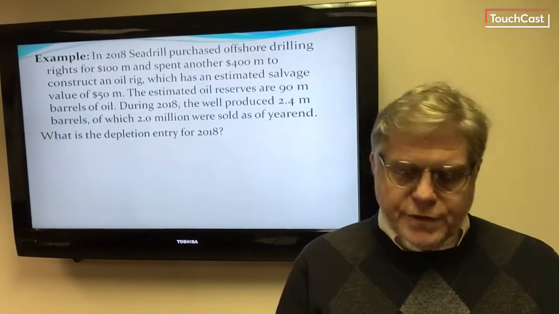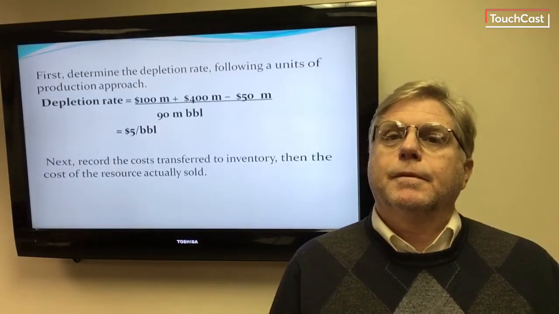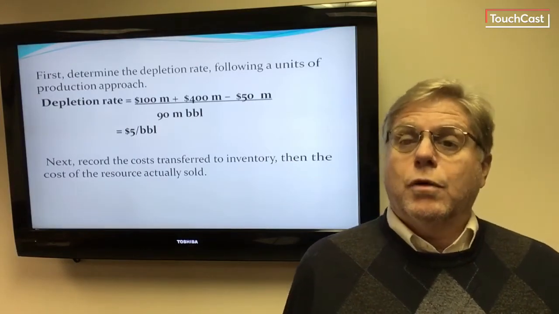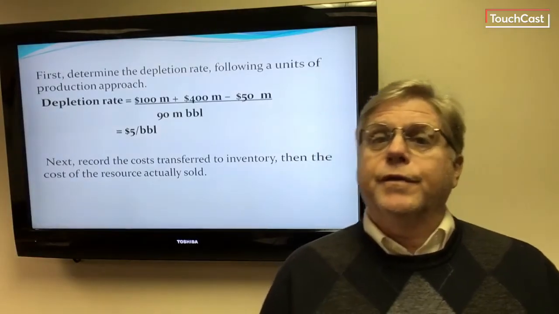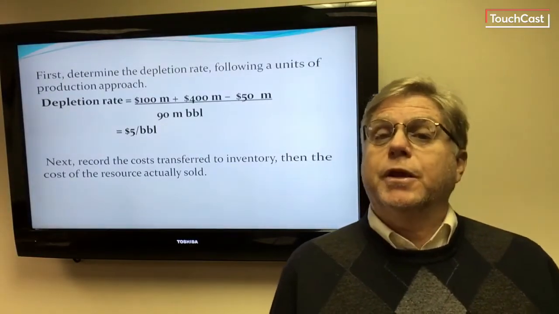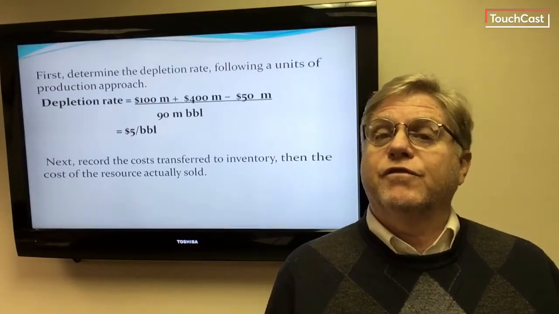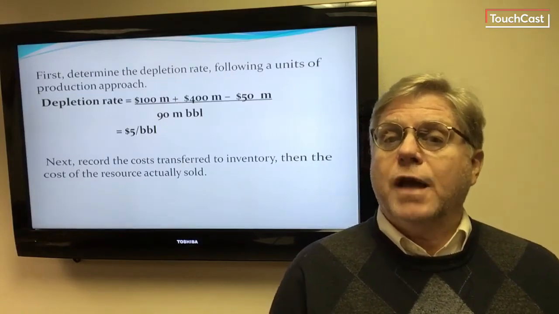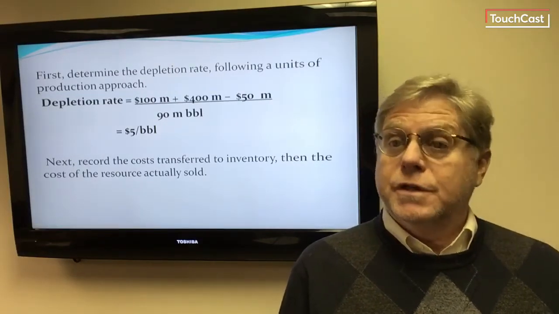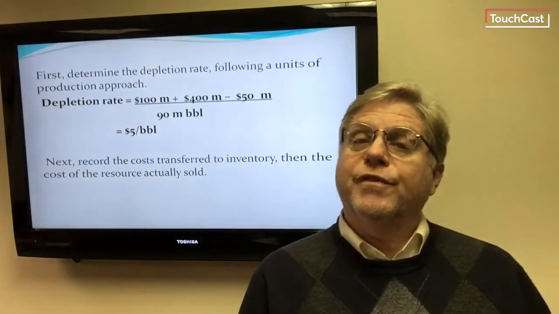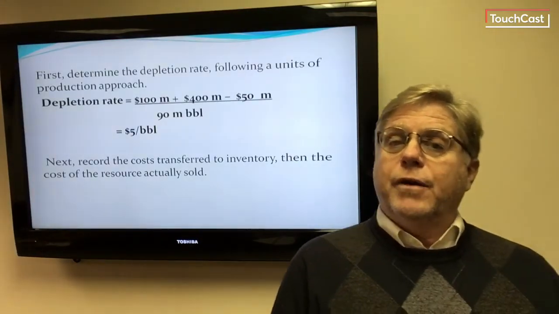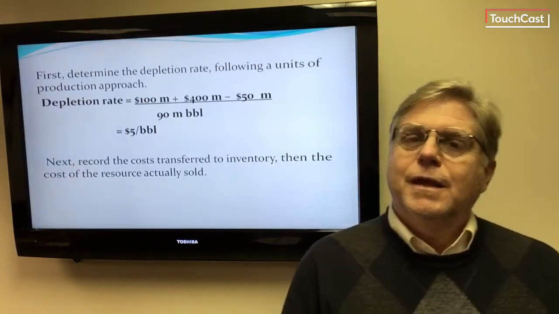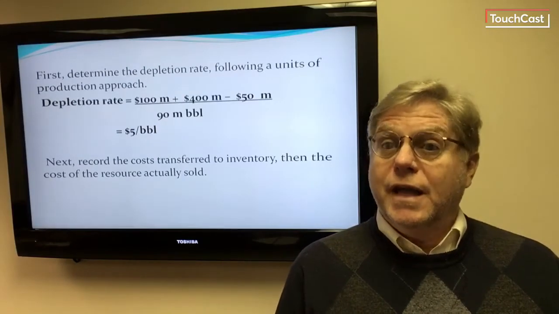First of all, let's figure out what the depletion rate is going to be. The depletion rate is the dollar amount per barrel for the oil, in this case, that we extract. So we've got $100 million to buy the rights to drill, $400 million to actually develop or drill and create the structures to be able to extract the oil, minus $50 million, the expected salvage value of that equipment when we're finished, divided by the 90 million barrels of oil estimated in this reserve, and that gives us a nice even $5 per barrel.